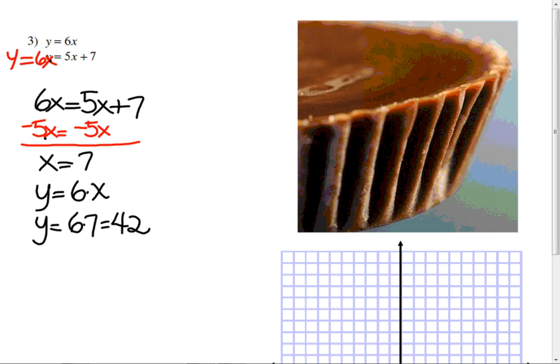Wait, how did it multiply? Because that 6x means 6 times whatever x is. Oh, yeah. That's what it means. We've agreed that that's what it means. So it's a little easier than the other stuff. I like the other one better, personally.